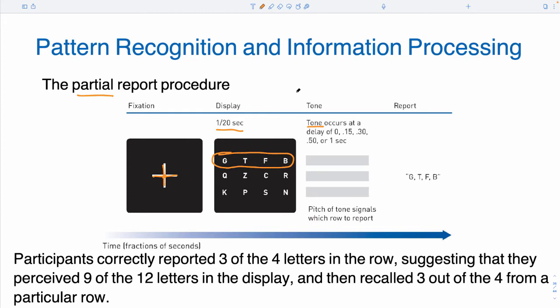So if it's a problem in perception, the tone shouldn't help, right? Because the tone is coming afterwards and they're still trying to perceive these 12 letters all at once. If it's a problem with memory, then the tone should work because they're then only asked to remember these 4 letters. And participants were able to correctly report 3 of the 4 letters in the row, suggesting that they perceived 9 out of the 12 here. So they basically got 75% correct, right? Since they see the 12 letters first and then hear the tone, and they're able to recognize these first 3 letters and not the B perhaps, that suggests that they were able to process 3/4, or 9 of the 12 letters in this whole display. And the beep allowed them to retrieve only the ones in the top row.